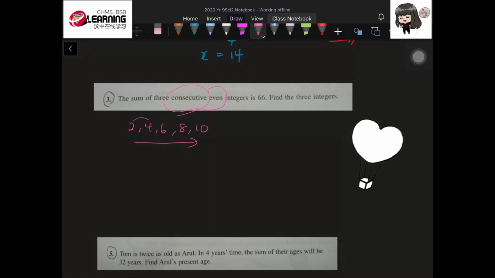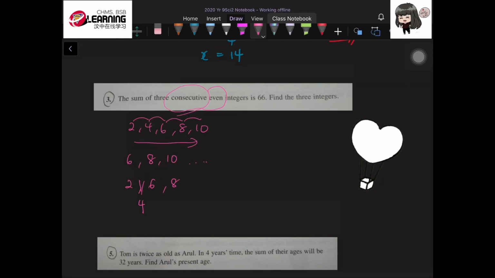2, 4, 6, 8, 10 is continuous. Or you can start off with 6, 8, 10, and so on. How about 2, 6, 8? Is this a consecutive even number? No, it's not, because you miss out the 4 here. Alright? It must be a continuous even number.